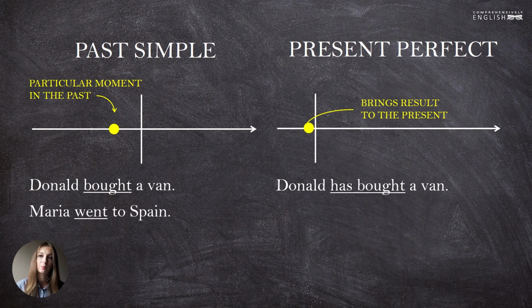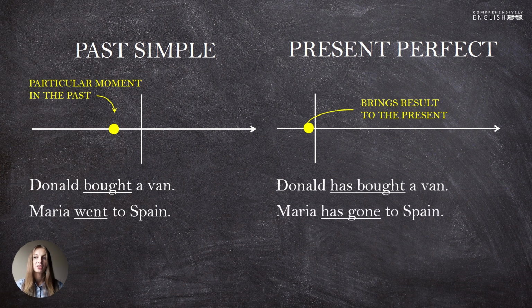Maria went to Spain. From this sentence, we know that it happened at some point in the past. We don't know whether Maria now is in Spain or not. We just know that such thing happened in her life. Maria has gone to Spain. Clearly tells us that she now is in Spain. She has gone to Spain and she hasn't returned yet.